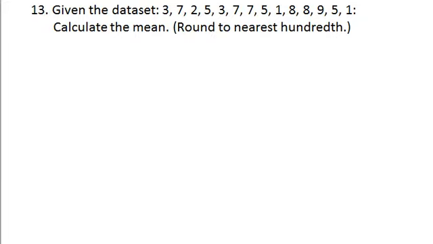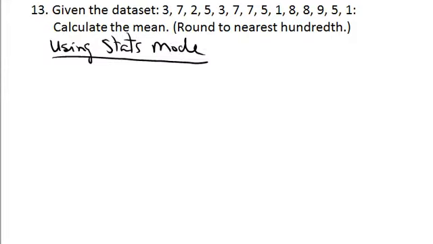Given the data set shown here, calculate the mean and round to the nearest hundredth. I'm assuming here that you are going to do it using the stats mode of the Casio FX260 calculator, which is the only one you can use for this test. So I'm just going to say that we will do it that way, using the stats mode on the FX260, the Casio that we're using.